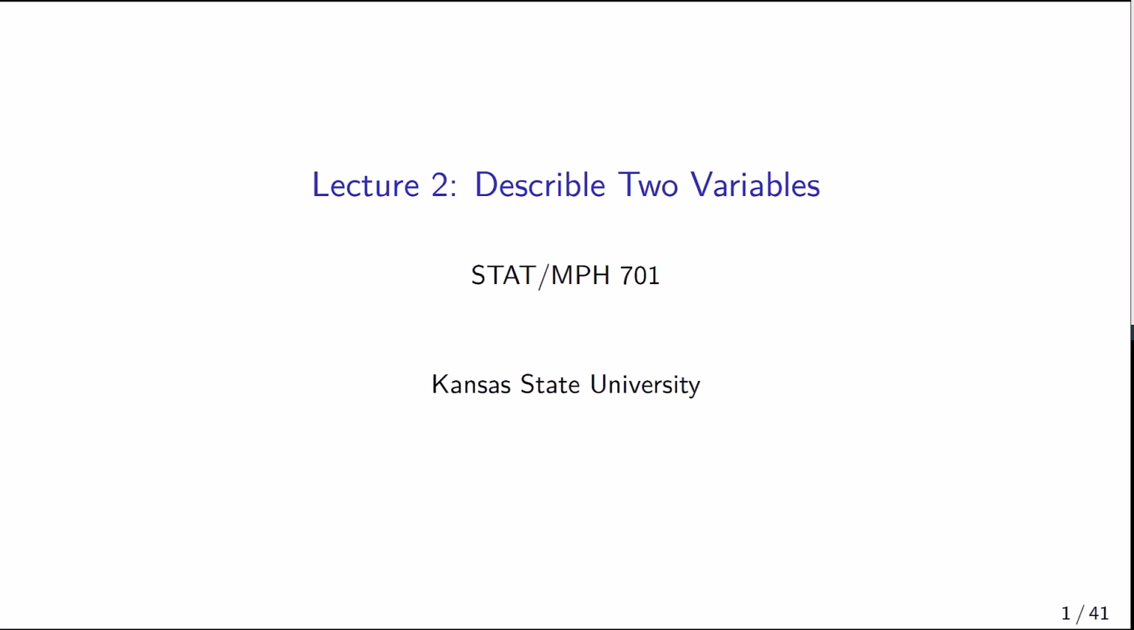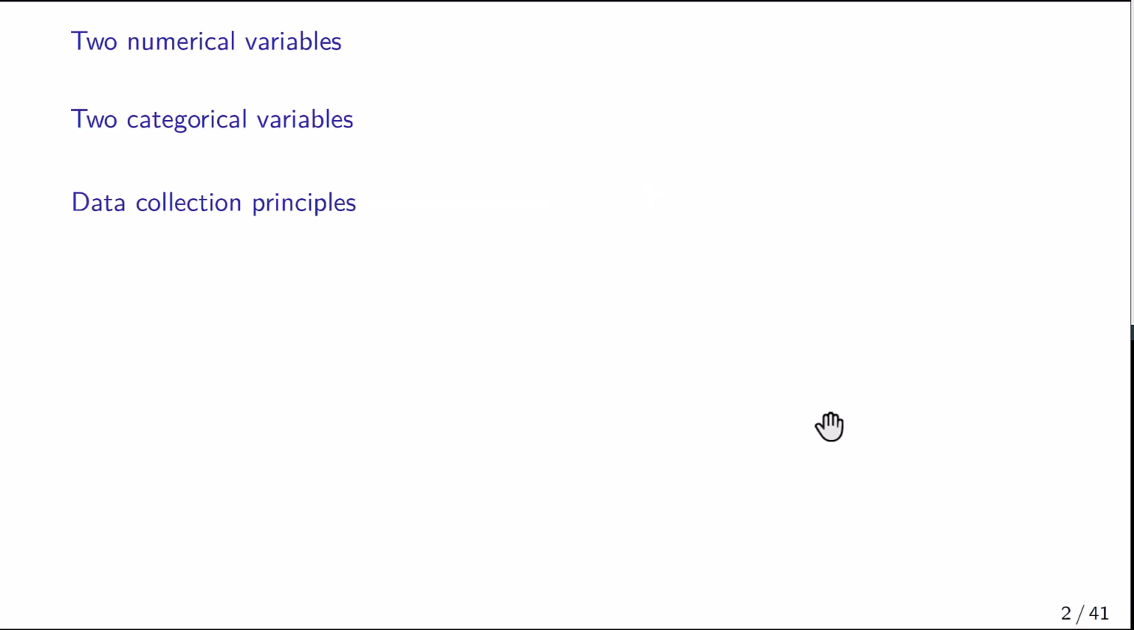Hello, today we're going to talk about lecture 2. Lecture 2 is still about chapter 1. There are 2 points here. The first is an extended analysis of how to describe two variables. They're either two numerical variables or two categorical variables. Point 2 is to touch a little bit on data collection.